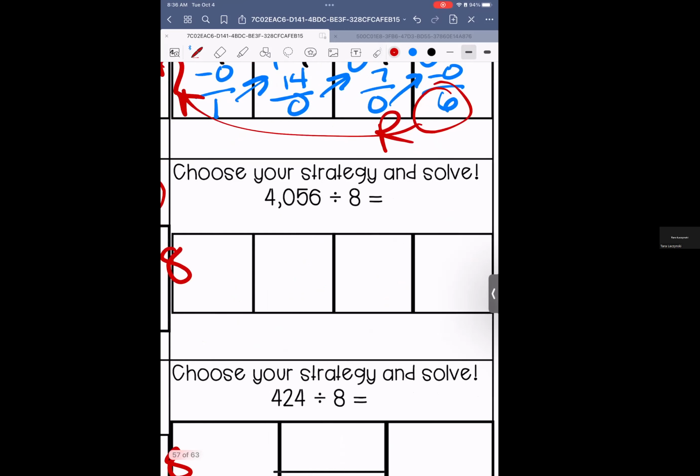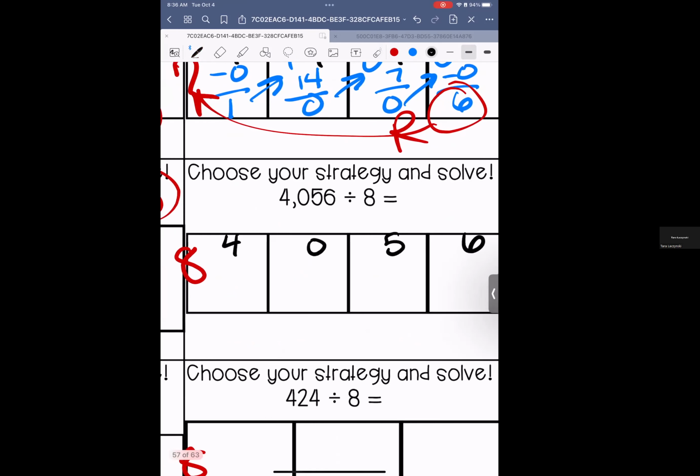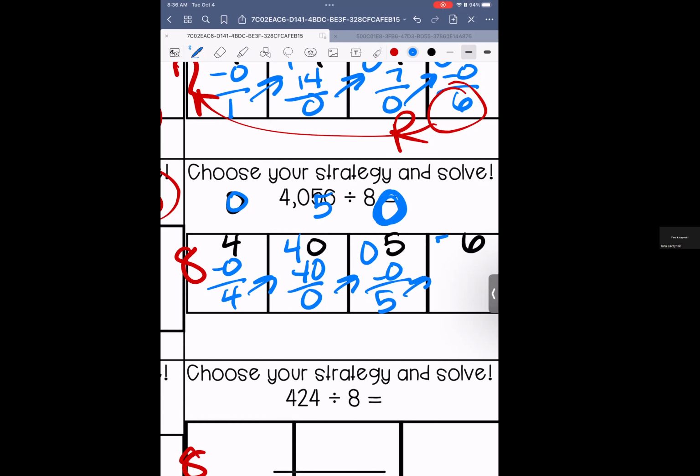This one, we have 4, 0, 5, 6. We're dividing by 8. We know 8 does not go into 4. Oh, let me change my color here. There we go. It does go into 40 5 times. On the nose, nothing left. Doesn't go into 5, 0. So important. But it does go into 56 7 times. Our answer is 507 with no remainder.